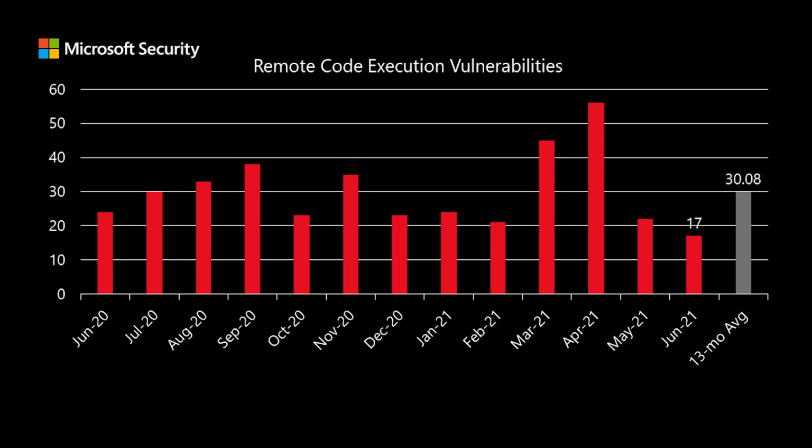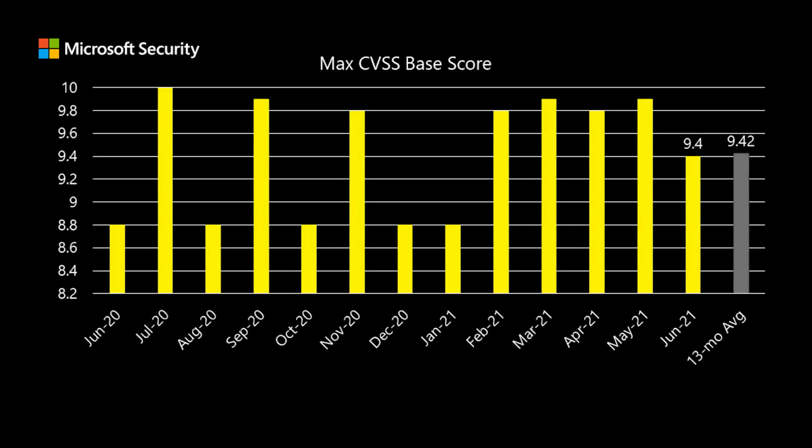Same thing with remote code execution vulnerabilities. This month, we see 17 total remote code execution vulnerabilities, where our average is around 29. When we look at the max score, the CVSS score, this is a scaling system between 0 and 10. The highest rated vulnerability this month is a 9.4, which is right around our average. And we'll talk about that one in a few minutes.